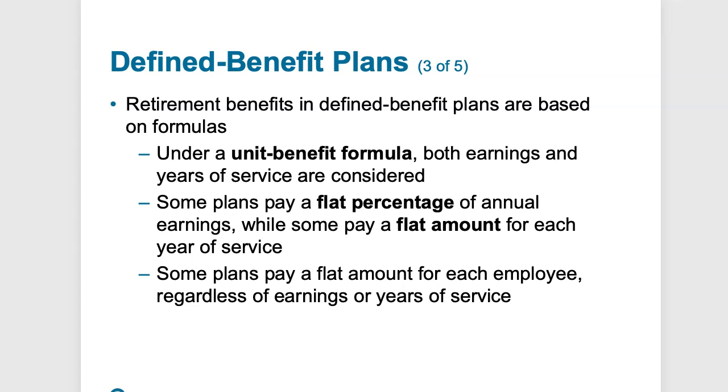There's also a flat percentage of annual earnings. Under this, it's going to be a fixed percentage of what you make, and this is usually easier for employees to comprehend. So you might get anywhere from 30 to 60% of your salary paid to you every year in retirement. It's going to be based on your average earnings, say in your final years of work, or your highest compensated years.